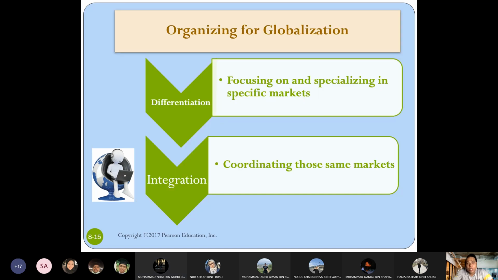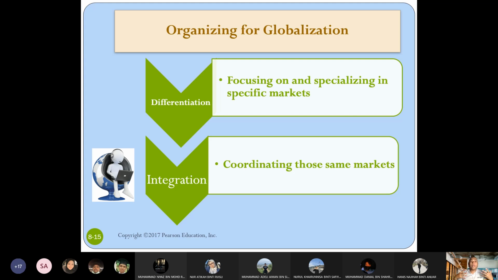Next, organizing for globalization. How can they organize for globalization? They choose either differentiation or integration. For differentiation, they try to focus on and specialize in a specific market, for each department or each market, so we call that differentiation. But if they are going for globalization and choose integration, they coordinate the same market, with the same product and so on. So we call this integration.